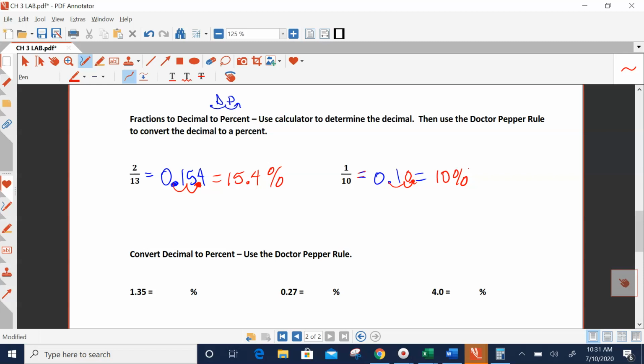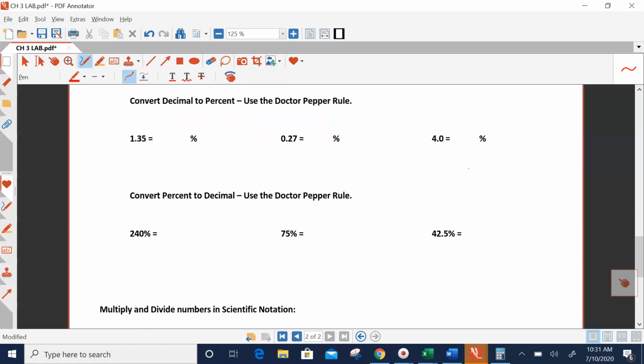So here's some that start off as decimals instead of starting off as fractions like the previous example. These are starting off as decimals, and we want to convert those decimals to percents. So the good old Dr. Pepper rule says if I want to go decimal to percent, I move it two places to the right, D to P. So I'm going to move it two places to the right. So that decimal is actually 135%. So 1.35 is equal to 135%. 0.27, what's that going to be? 27%. And what about 4.0? Two places to the right gives me 400%.